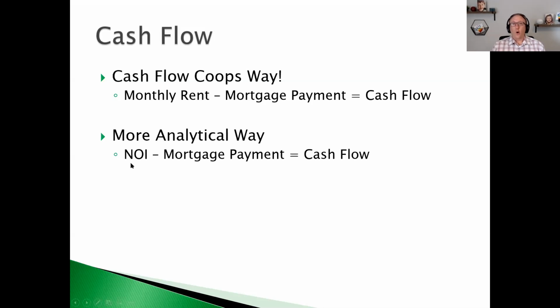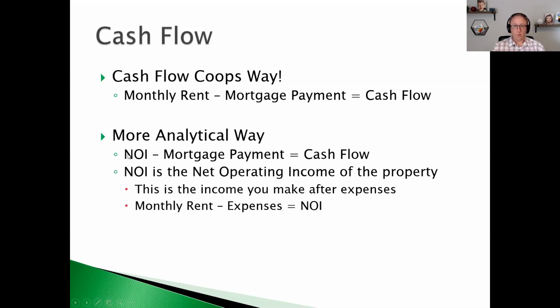So another way to look at that might be more analytical. We're going to take the NOI, the net operating income, minus the mortgage payment, and that'll equal cash flow. So when I'm saying gross up here in the monthly cash flow, gross is just the top line. The net operating income, net is after some expenses. So what are we looking at here? NOI is the net operating income of the property. So this is the income after expenses.